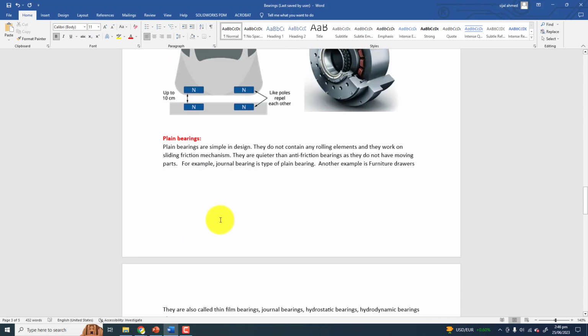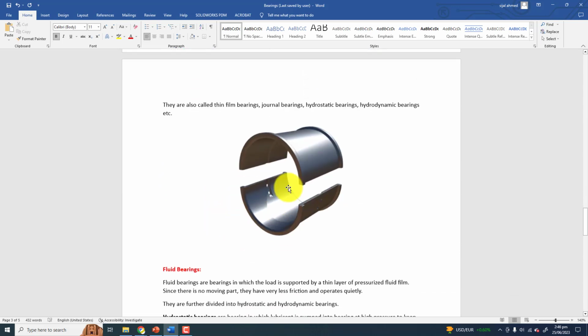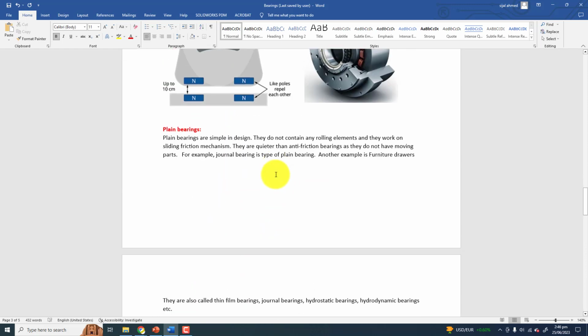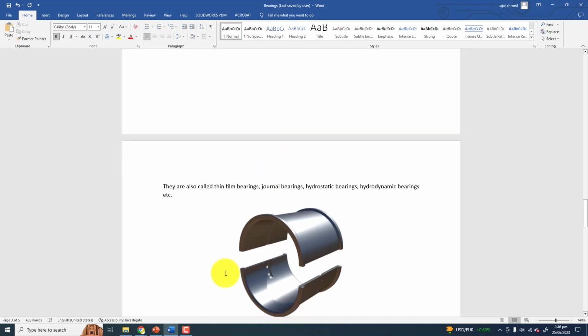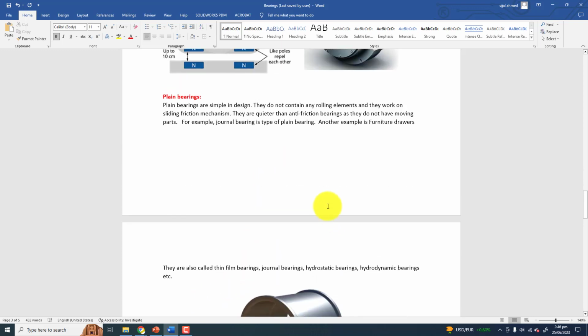Now we come to plain bearings. Plain bearings are simple in design, like two concentric cylinders. They can also be of different shapes, not only cylindrical shapes. They can also be tapered, with a slight change in the radius along the length.